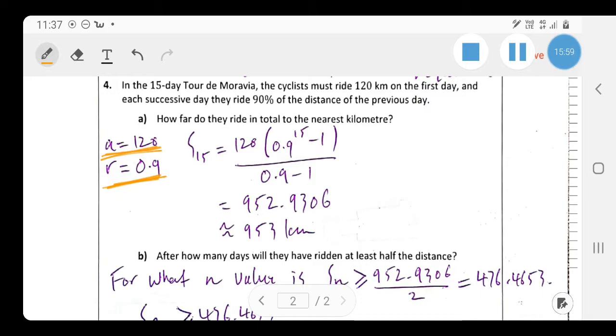90%. So we have A and R, and we have our Sn formula, and I've just gone ahead and straight away substituted my values in. So S15, Sn, equals A times R to the power of N minus 1, over R minus 1. And I get 952 point something or other, which I've rounded off to 953 kilometers, because it says to do so in the question, the nearest kilometer. Okay, so that's pretty neat that you can do that.